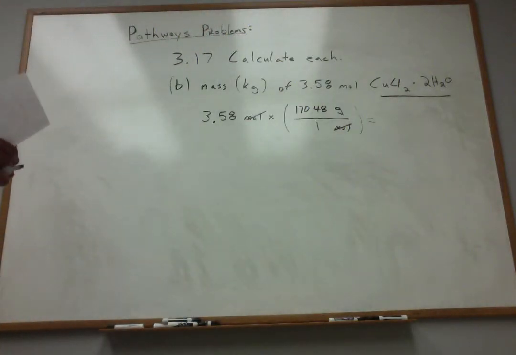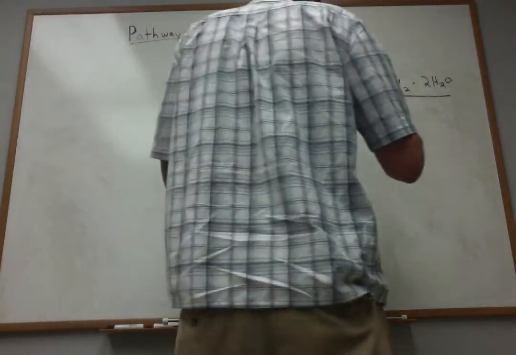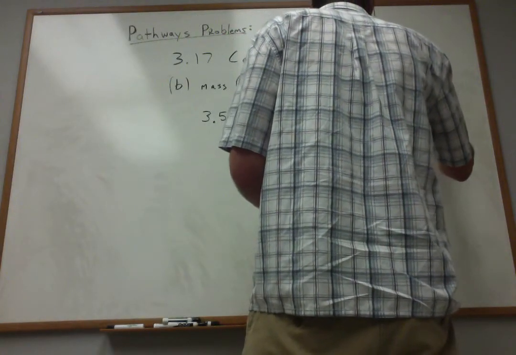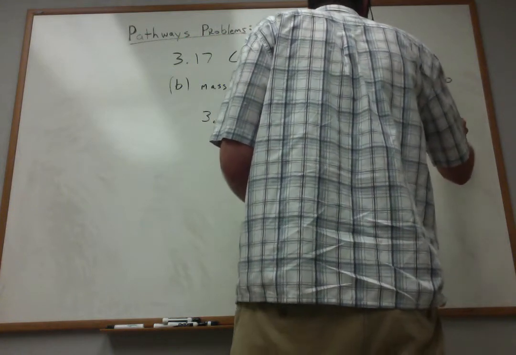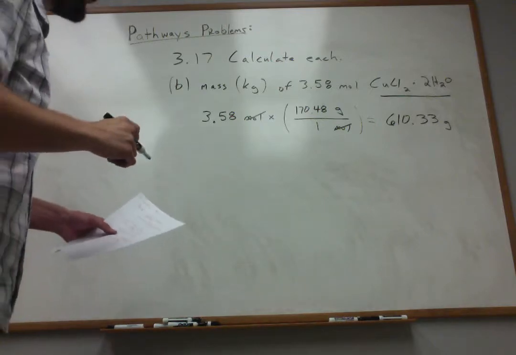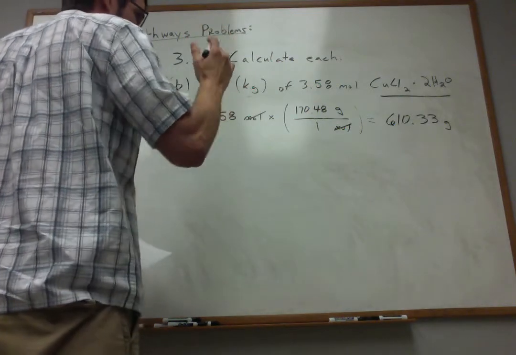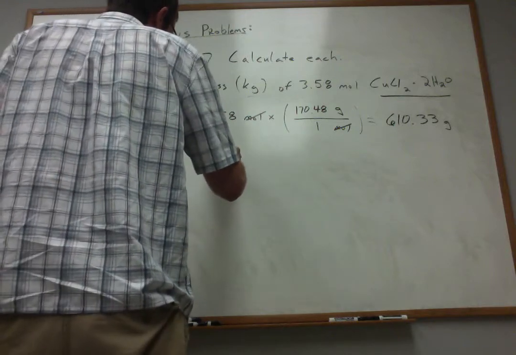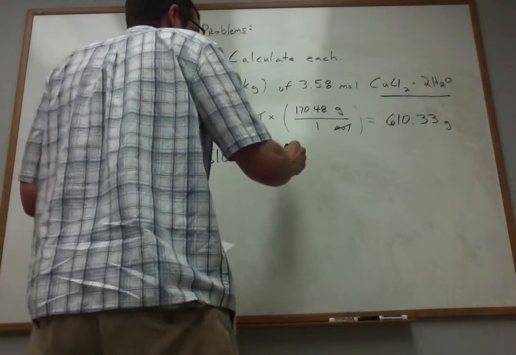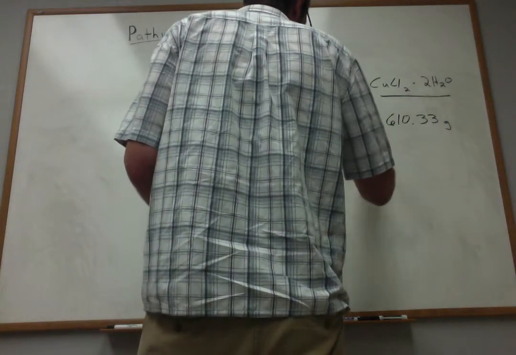Okay, so I do the multiplication, and I find I've got 610.33 grams of this copper salt. 610.33 grams of the copper salt is contained within 3.58 moles. So where do I go from here? Well, the question specifies I answer in kilogram units, okay? So I really just have one more unit conversion that I need to carry out to make my answer jive.